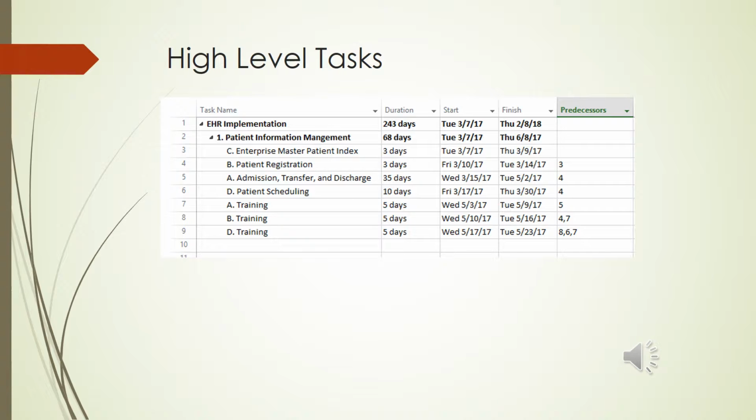So by starting off, the first major task, which happens to be patient information management, is going to be followed up by each individual subtask for that category with the start dates noted. So in this example, some implementations are going to be followed up with training. Training must be implemented no earlier than the day after the related module happens to be completed or configured.